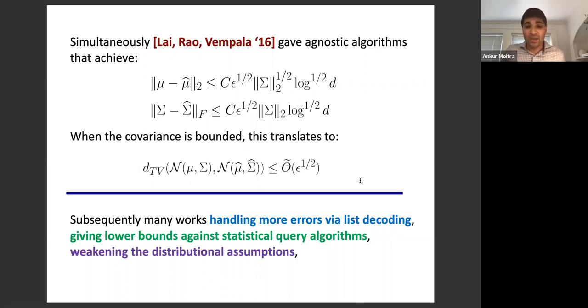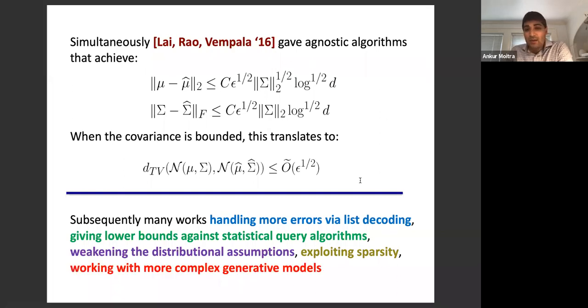As I mentioned, you can weaken the distributional assumptions. You can marry ideas from compressed sensing and study what happens when you have extra sparse priors on your distribution. That creates some interesting things related to the restricted isometry property and some nice geometric problems. You can even work with more complicated generative models, things like independent component analysis, that are used to disentangle overlapping speech patterns in a room when you have a single microphone.